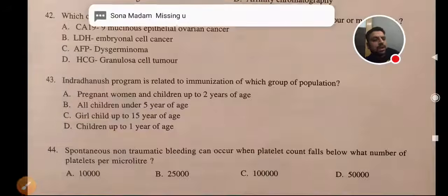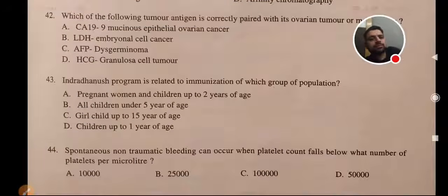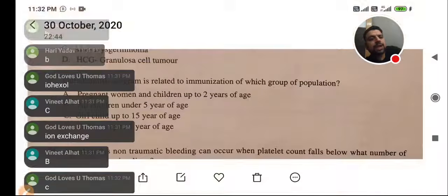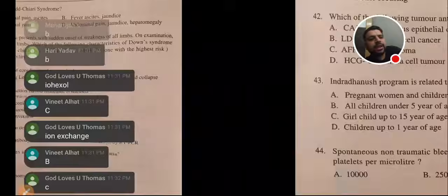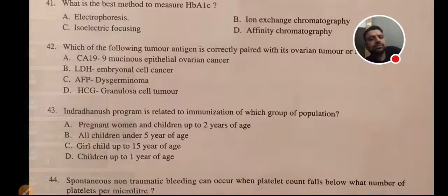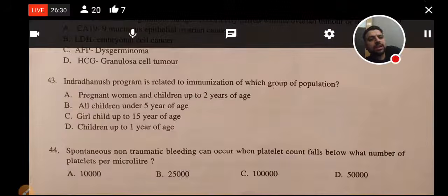Now, the Indradhanush program is related to immunization of which group of population? Pregnant women and children up to 2 years of age. Answer is A. Okay.